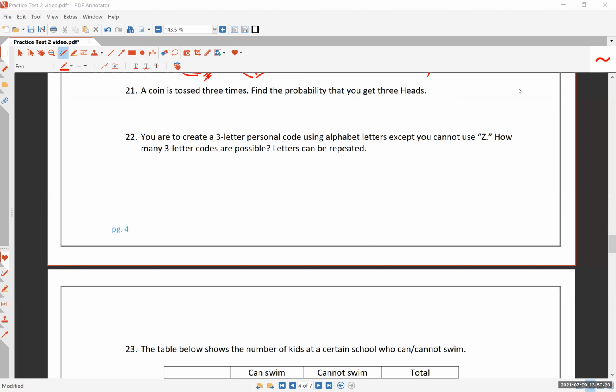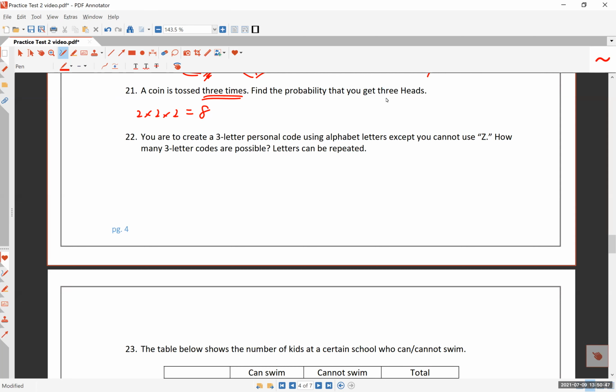Number 21, a coin is tossed 3 times. Find the probability that you get 3 heads. This may not be so simple, and you may want to list all the ways that you get 3 times the coin toss. Well, you have 3 coin tosses, and you have heads or tails on each. So there are 8 total outcomes.